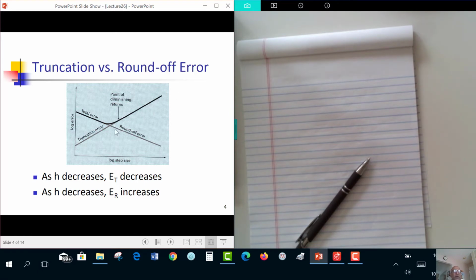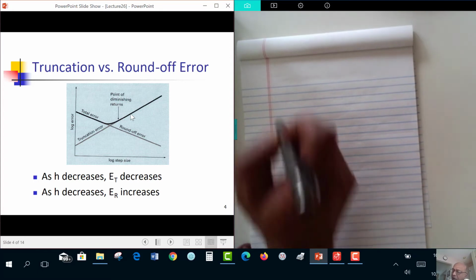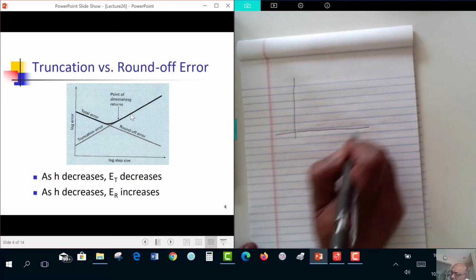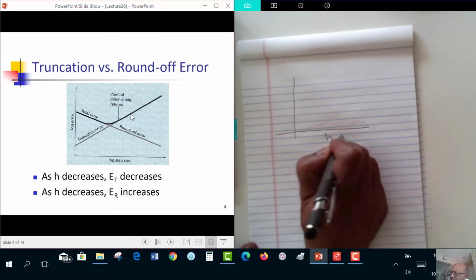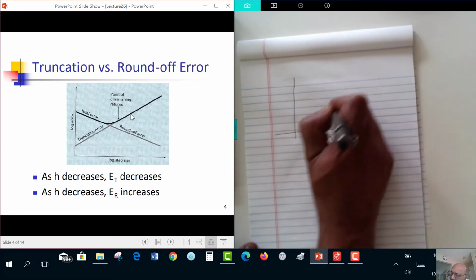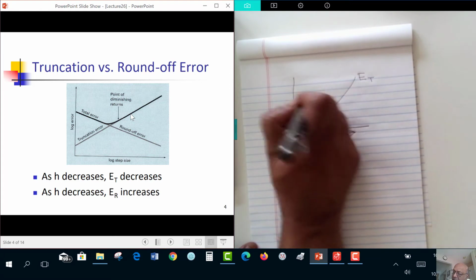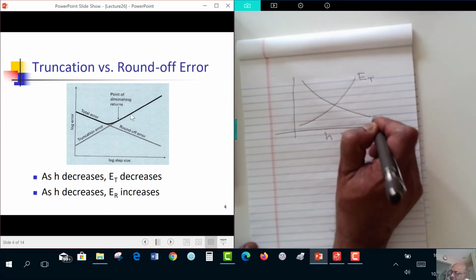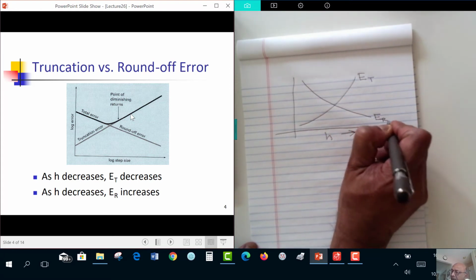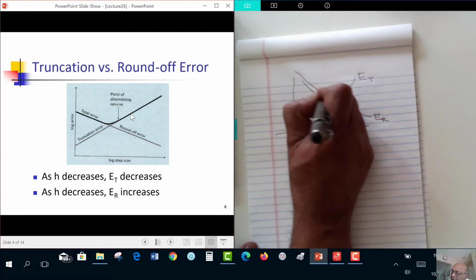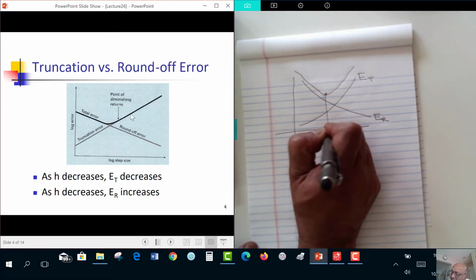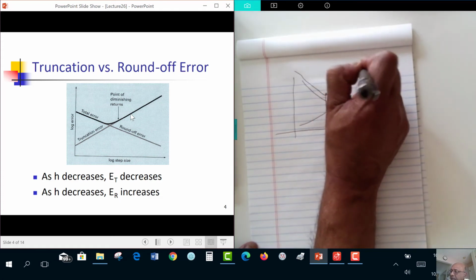Now this person has drawn it as a straight line. It need not be a straight line, so I drew it as a curve. So as h decreases, truncation error decreases, but round off error increases. So when we look at the total error, the total error has a minimum somewhere here.